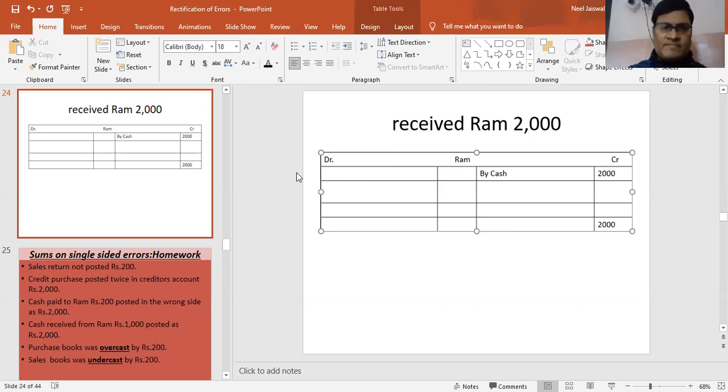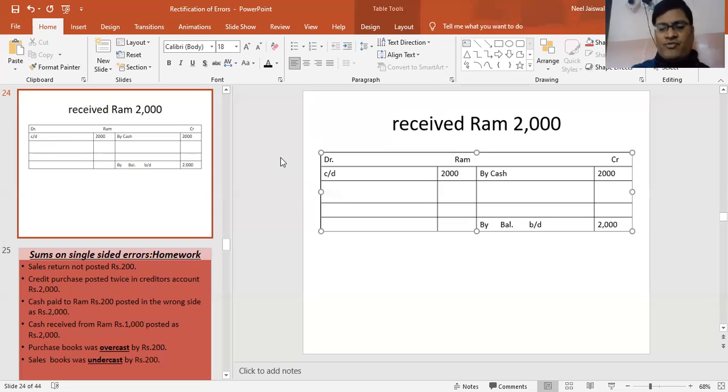But what has the accountant done? If I would have received cash from RAM, I would have recorded by cash 2000 and my balancing figure would have been 2000, balance carried down and balance brought down. This is the way we prepare. I am not writing the entire thing, students. By balance brought down, and over here, to balance carried down. So my brought down balance would have been 2000 if you had done it correctly.